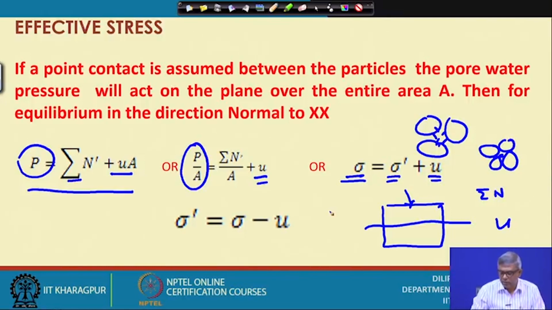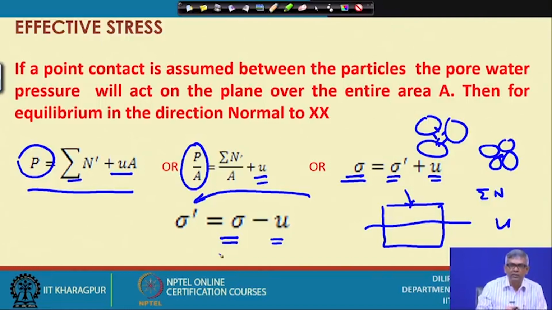Then the effective stress sigma dash will be equal to the total stress sigma minus u, that is the pore water pressure. So, if you can calculate the total stress, and then subtract the pore water pressure at a depth, then you will get the effective stress at that point. So, this is the concept of effective stress.